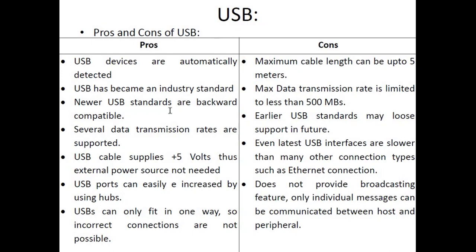Newer USB standards are backward compatible, whereas earlier USB standards may lose support in future. The current version which we are using right now is USB 3.0. So it's possible that when USB 4.0 or 5.0 comes out, they stop supporting USB 1.0 and 2.0. Several data transmission rates are supported over a USB connection, whereas even the latest USB interface, USB 3.0, is very slow compared to some other connection types, for example Ethernet or your LAN connection.